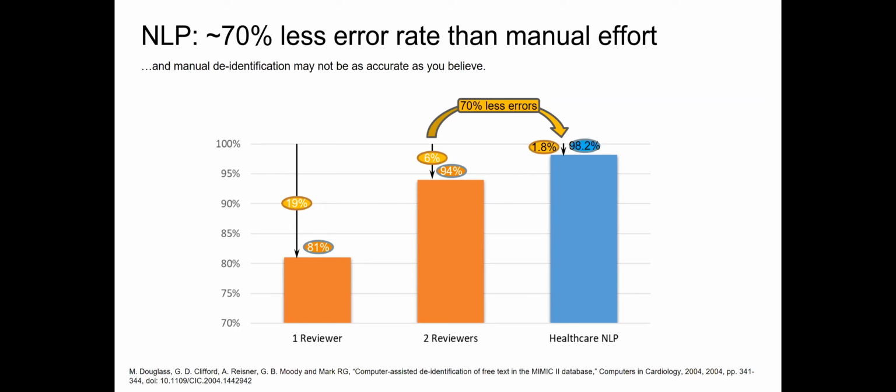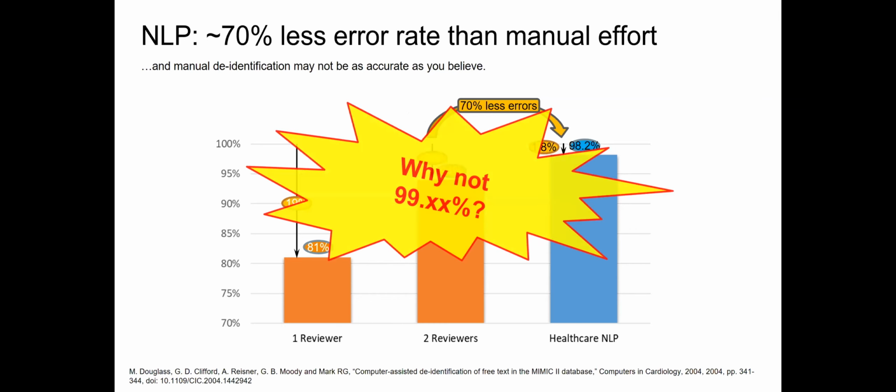They did a benchmark, and one person had 81% recall, so was able to find only 81% of protected health information. With two reviewers, where one is reviewing and the second is checking if all the protected health information is removed, the result was 94%. Natural language processing has already surpassed this limit, and Basil, my colleague, will be showing later that the benchmark is 98.2%.